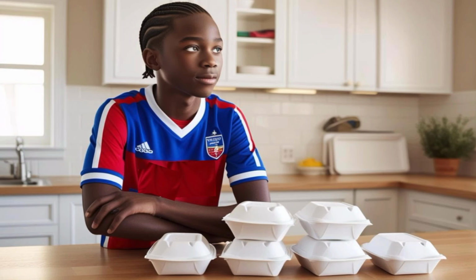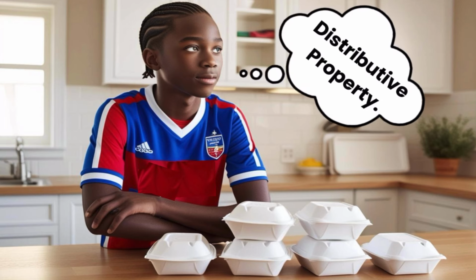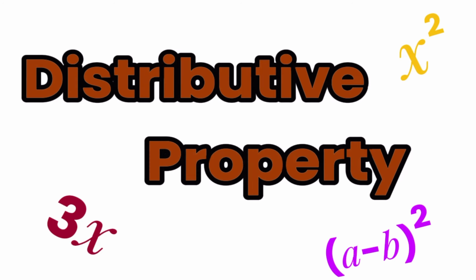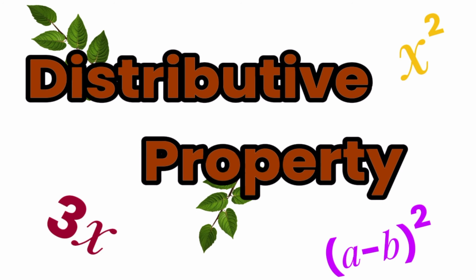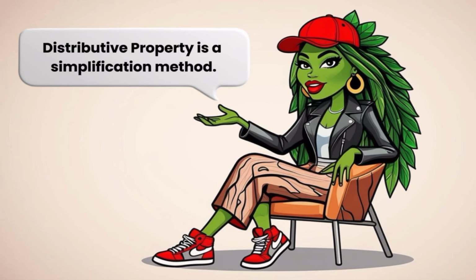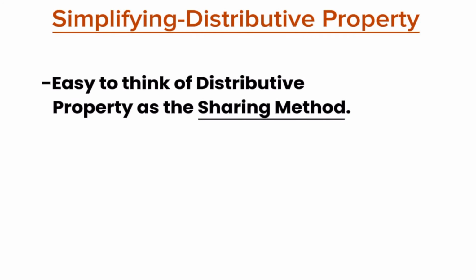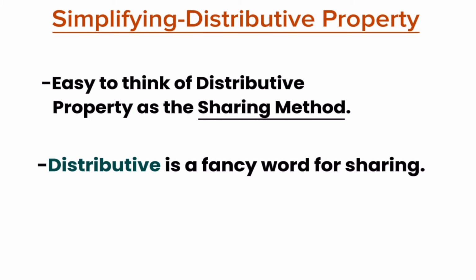Now, you could just open up each lunch container and count every item in there, or you can use distributive property. In this section, distributive property is a simplifying method we're going to explore. For starters, let's make things easier and consider it the sharing method. Distributive is just a fancy way of saying sharing.